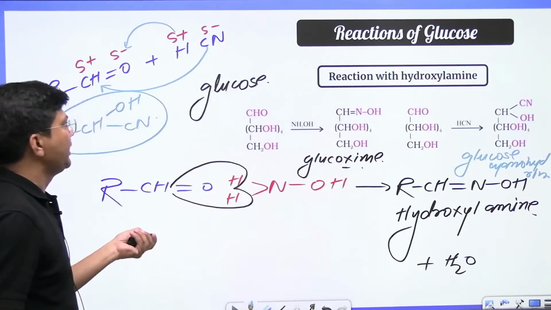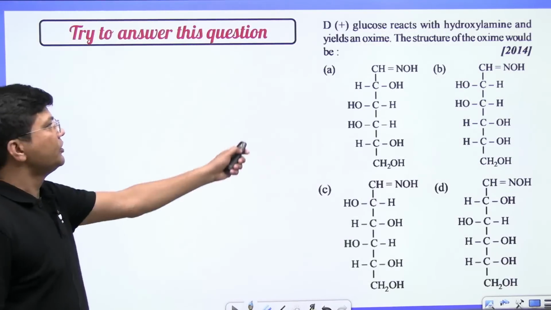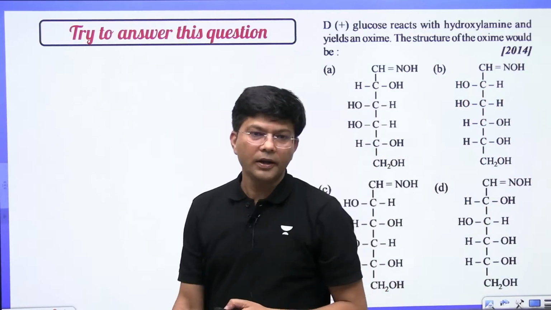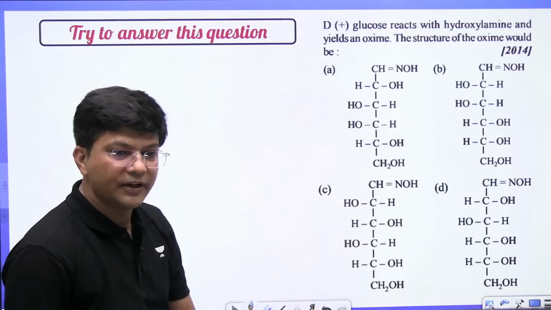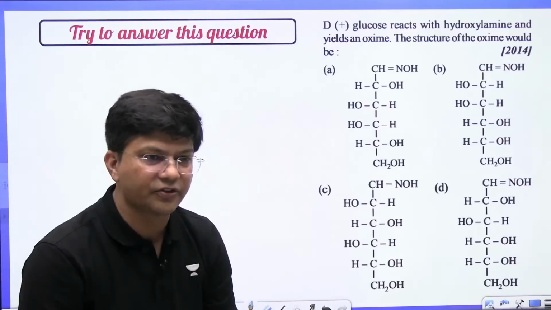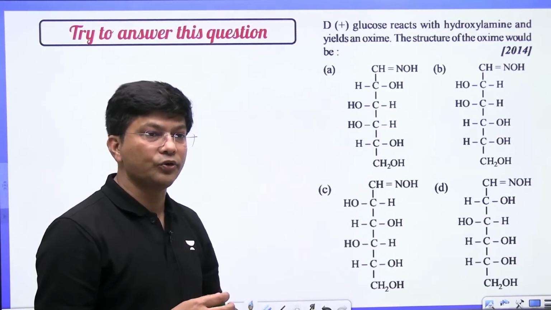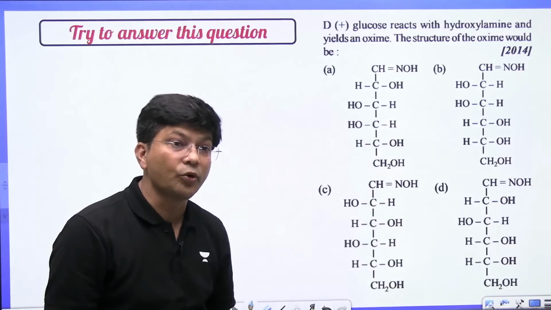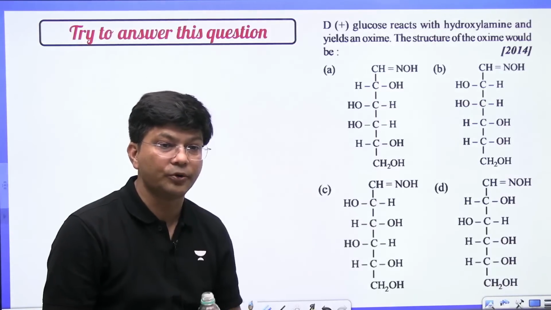So let's move ahead. This is your question. Just try to find out. This question is from the 2014 All India Medical Examination. I'm waiting for your response. Just do let me know in the chat section if you are able to understand. The question is: D positive glucose. D positive means dextrose, dextrorotatory. D positive glucose reacts with hydroxylamine and yields an oxime. The structure of the oxime would be.